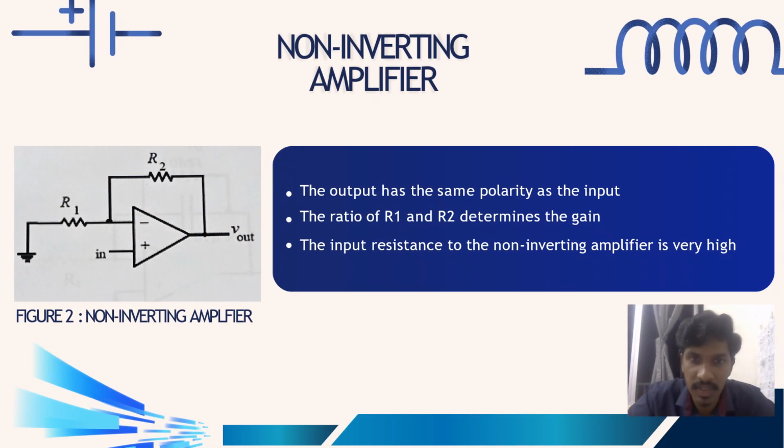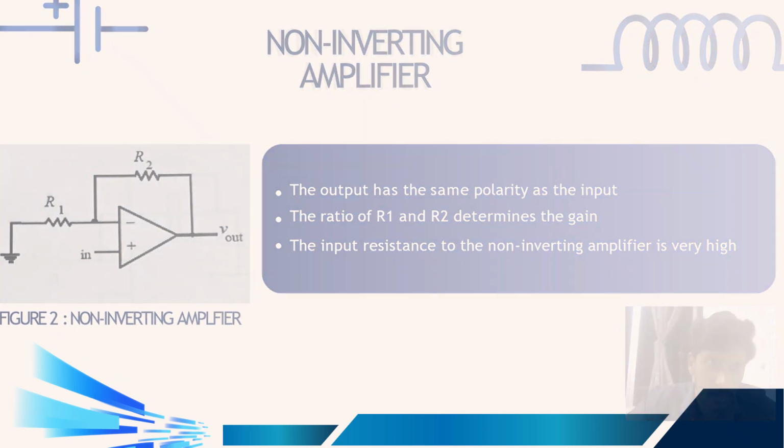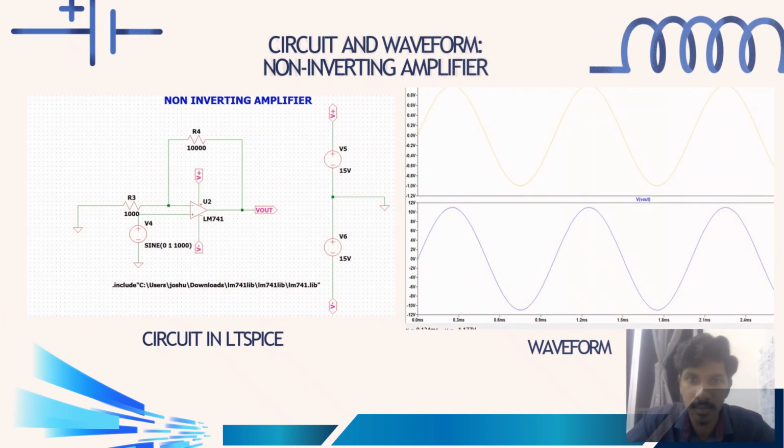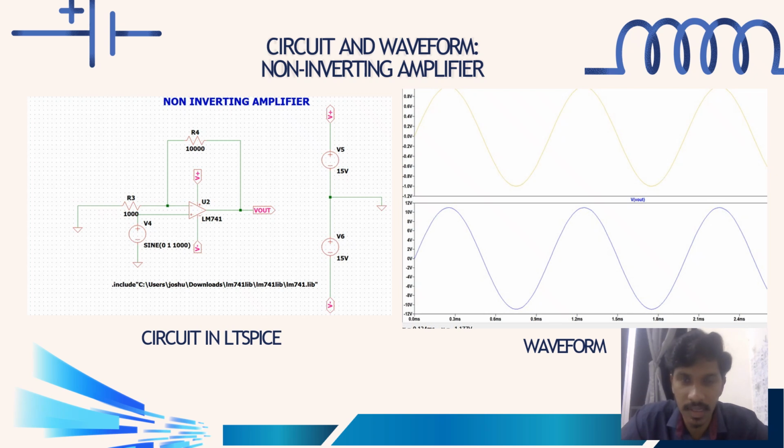Next is the non-inverting amplifier. A non-inverting amplifier is an operational amplifier circuit where the input signal is connected to the non-inverting terminal and the inverting terminal is used for the feedback. So this is the circuit and the waveform of the non-inverting amplifier. Now we will go into the simulation.